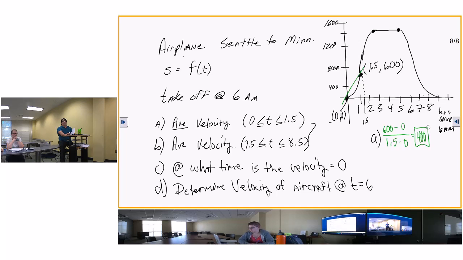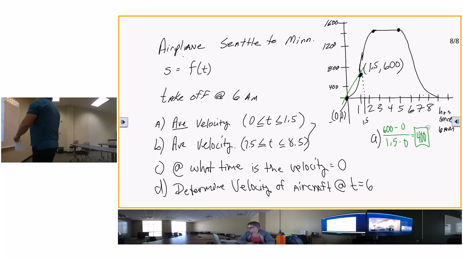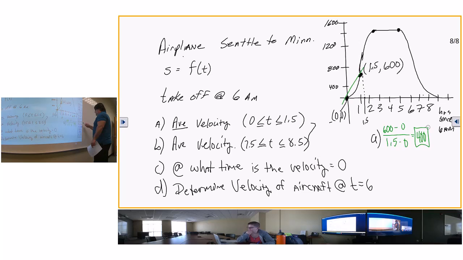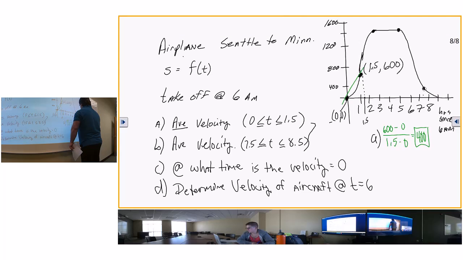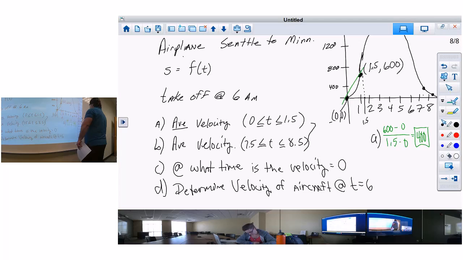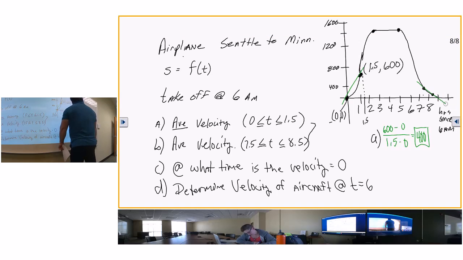Now, what is the average velocity on the descension? What is the average velocity from 7.5 to 8.5? Well, 7.5 is right here, and 8.5 is right here. Again, you've got a secant line. And I'm going to give you the points.